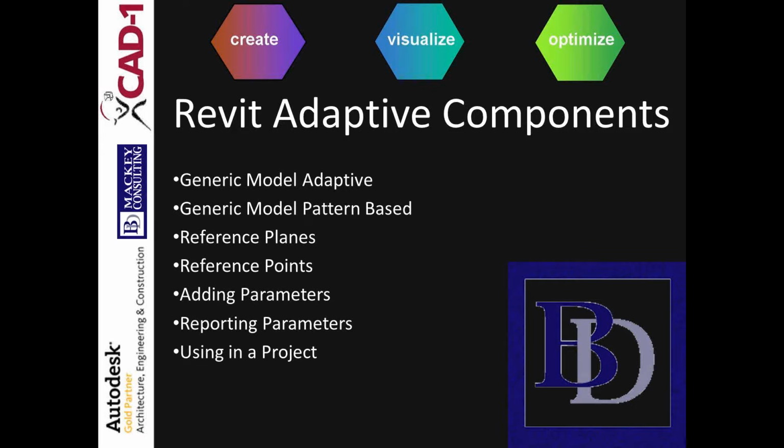What's great about the pattern-based family is we can also use it similar to an adaptive component, so we're going to talk a little bit about the differences. Why use reference planes? What are these reference points in the adaptive and massing families? And how can we start adding parameters and reporting parameters, and get them used in a project? I'm going to start with a pretty basic example of how adaptive components can be used in this webcast. I think we have one coming up in the next few months where we'll get a little more advanced and get into some reactors and things like that in the family.